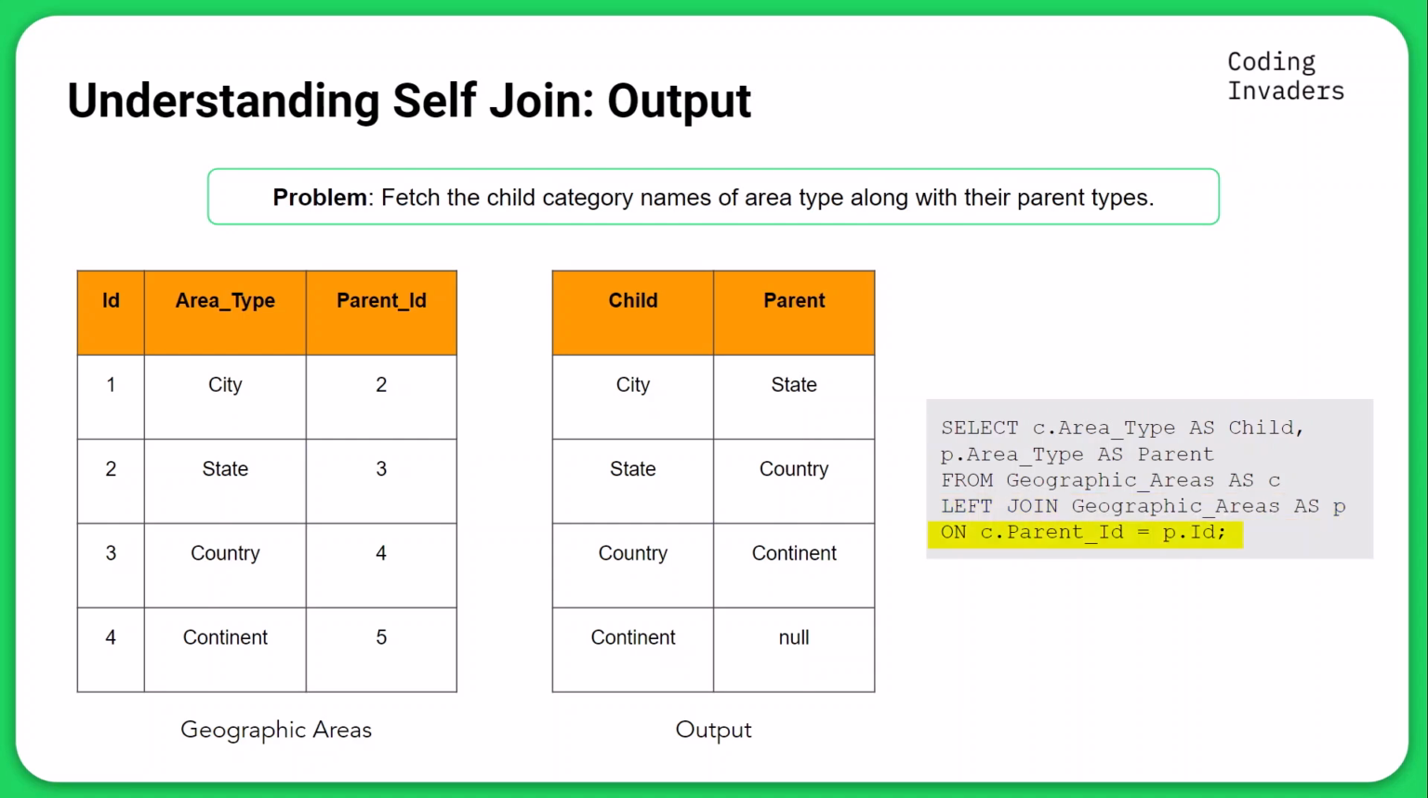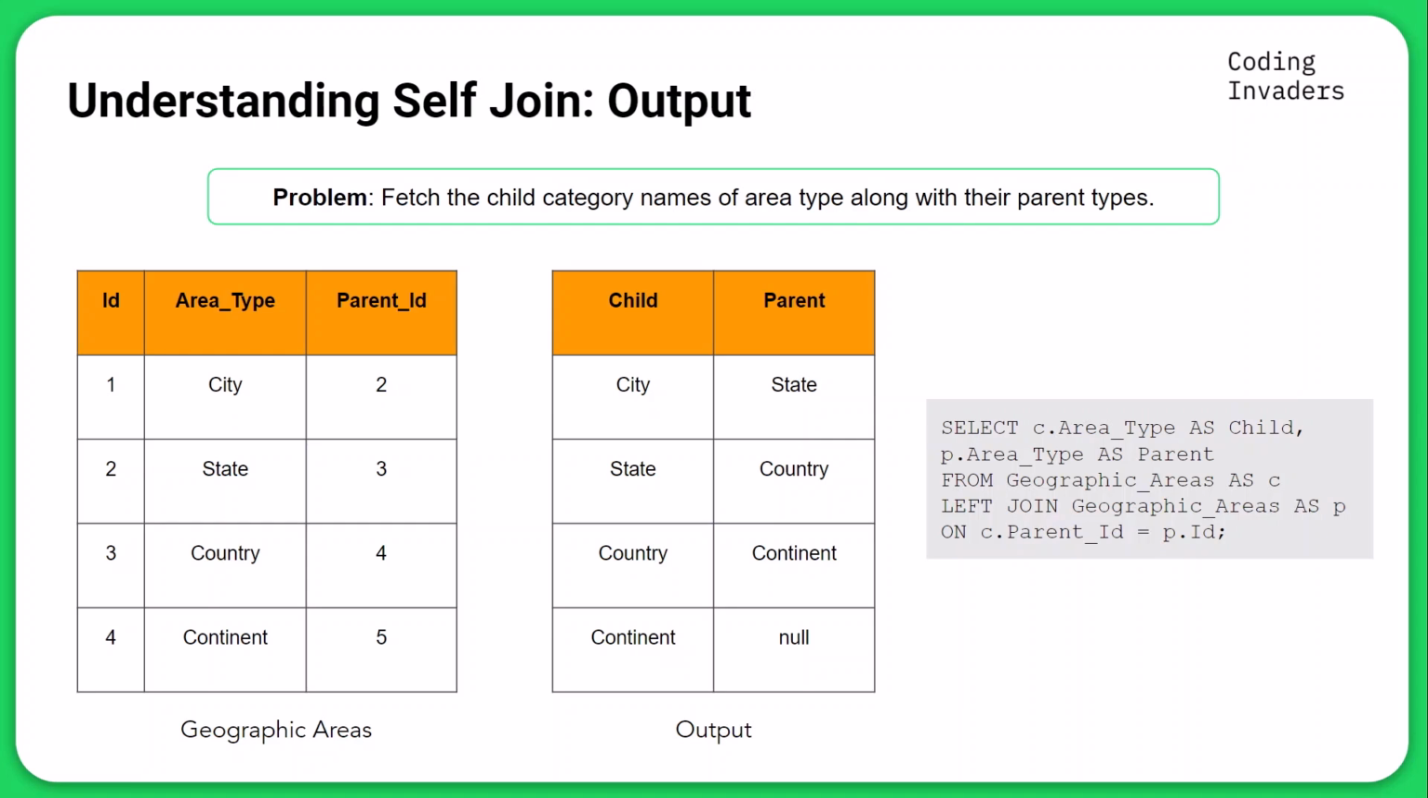On which column? I want to take parent ID from the child table, that is the geographic areas table aliased as C, and from there we want to join it with the geographic areas table which is the parent table aliased as P. But the column that we would be joining is the ID column from the parent table. So that's why ON C.parent_id equals P.id. So this is very simple code. We have already seen that. Now the only thing is that the table remains only one.